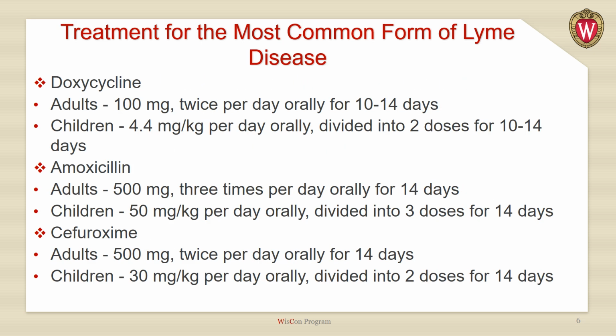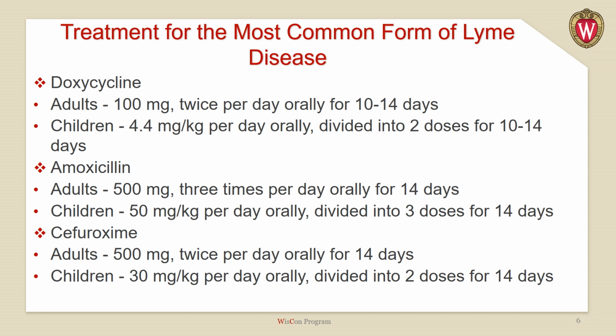Treatment for the most common form of Lyme disease. The antibiotics that are in use are doxycycline, with adult dosage of 100 milligrams twice per day orally for 10 to 14 days. Children, 4.4 milligrams per kilogram per day orally, divided into 2 doses for 10 to 14 days.